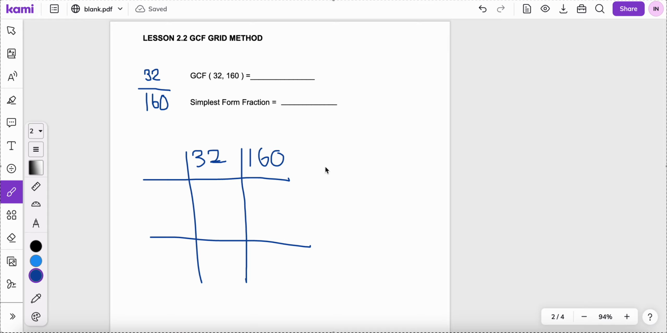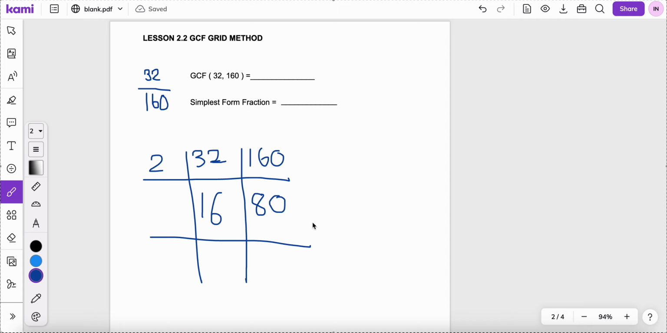Now what we are going to do is figure out what numbers go both into 32 and into 160. So I know that 2 goes into both 32 and 160. And we need to write how many times 2 goes into each of the numbers. So I know that 2 goes into 32 16 times and into 160 80 times.